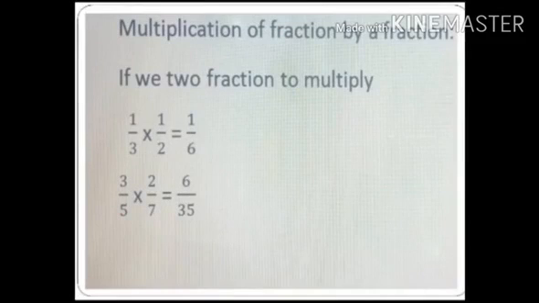Here I have given 2 examples for you, children. 1 by 3 into 1 by 2. What would the answer be? 1 into 1, 1. 3 2s are 6. Look at the second one. 3 by 5 into 2 by 7. 3 2s are 6. 5 7s are 35.